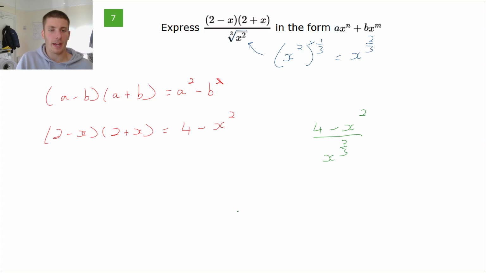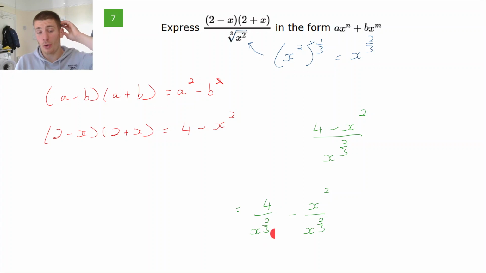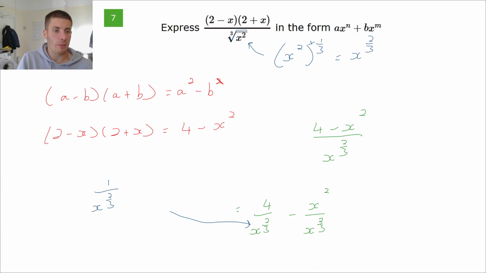But of course we want to write it as two separate parts, so let's write this as 4 over x to the power of 2 over 3 and take away x squared over x to the power of 2 over 3, because if you've got the same denominator you can combine it as one fraction, so this means the same thing as this. But it wants it all to be in terms of a numerator. So how can you write this? Again, this is using your negative power law. This means 1 over x to the power of 2 over 3, which we can write as x to the negative 2/3.